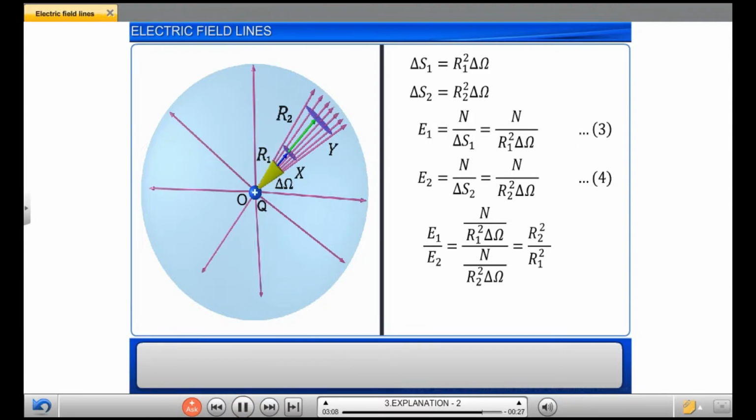From equations 3 and 4, we see that even though the number of field lines N and the solid angle delta omega are the same at X and Y, the electric field strength E, which will be equal to number of field lines per unit area, is proportional to 1 by R square, where R is the distance of the point from the charge Q.